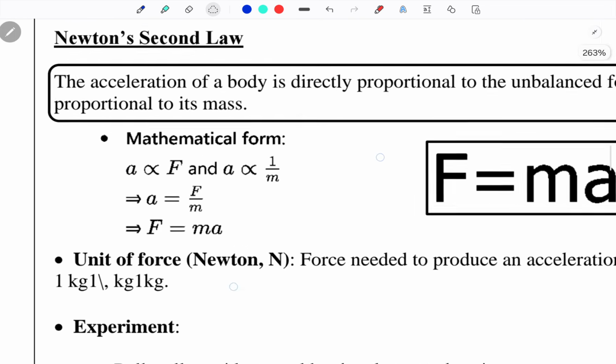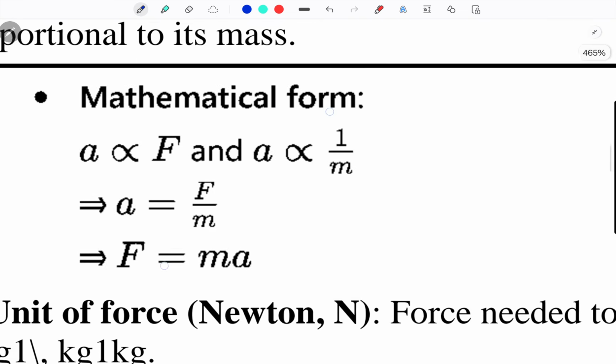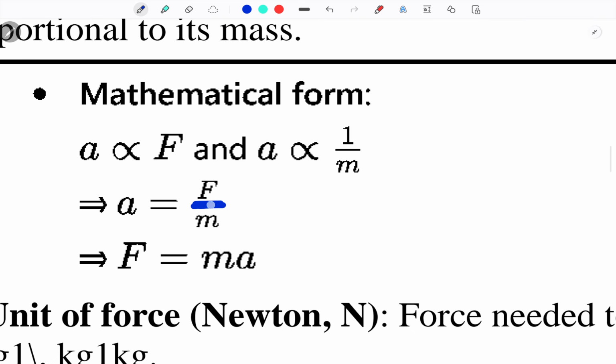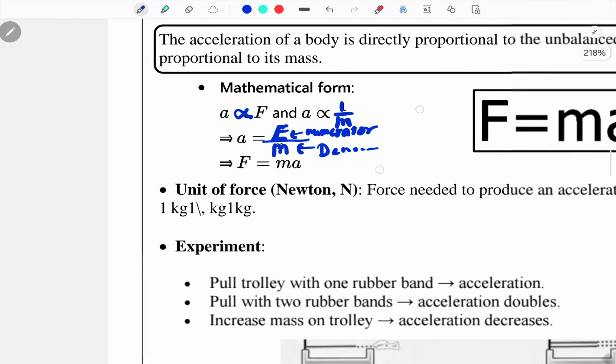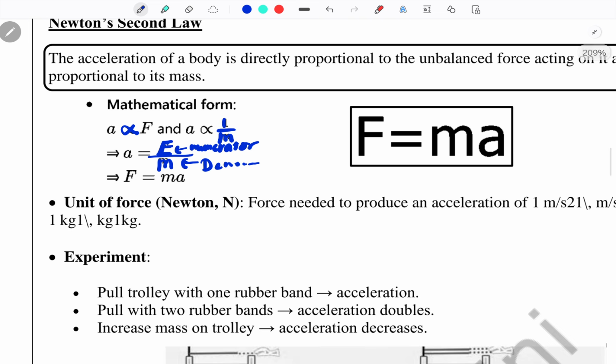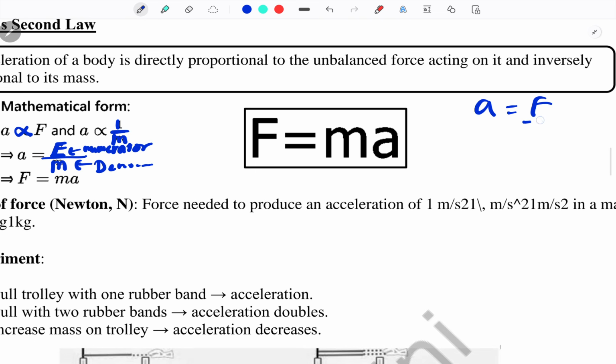So by combining both of them, at the numerator, force is there because it is directly proportional. As it is inversely proportional, the mass should come below this line. Sorry, I made a mistake. This is the numerator, right? Numerator, and this is the denominator. So if you combine like this, now it is like this, F over m.